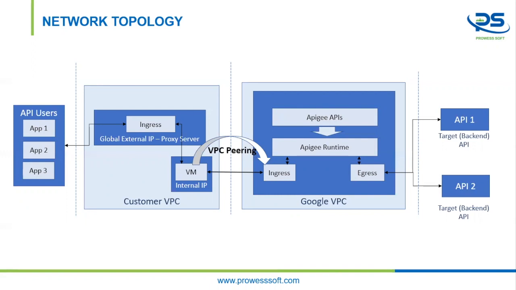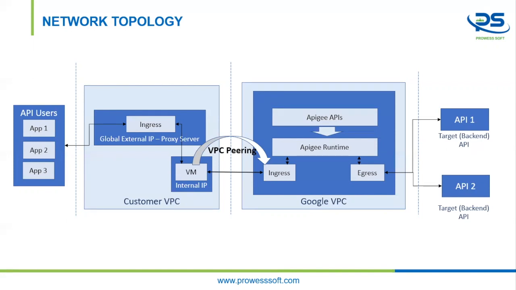There is a VPC peering setup, and that is done through instantiating another VM which has an internal IP on the customer VPC. When you add this VM as part of the same network as the Google VPC, then you could start doing a VPC peering and exchange information across both the VPCs.